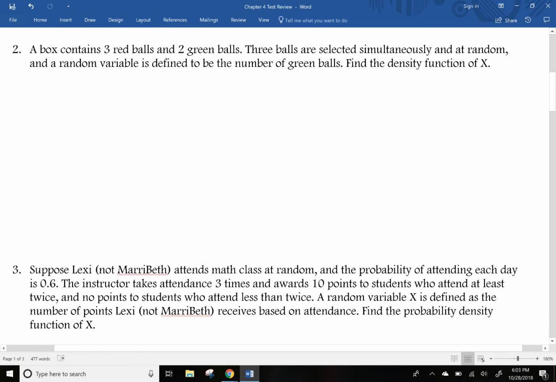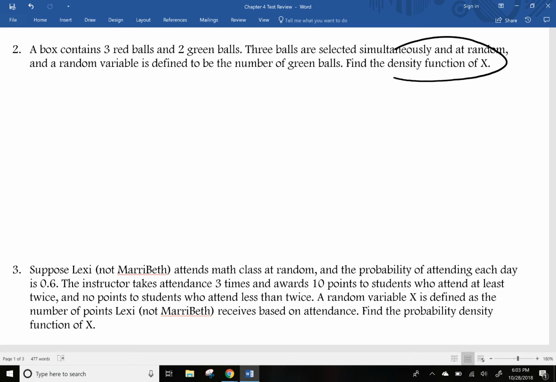So a box contains 3 red balls and 2 green balls. 3 balls are selected simultaneously and at random. And a random variable is defined to be the number of green balls. Find the density function of x. So again, density function of x, we're only looking for a table here. So tables are random variable and then the probability of that occurrence.